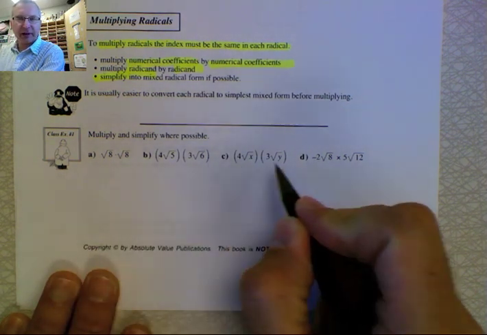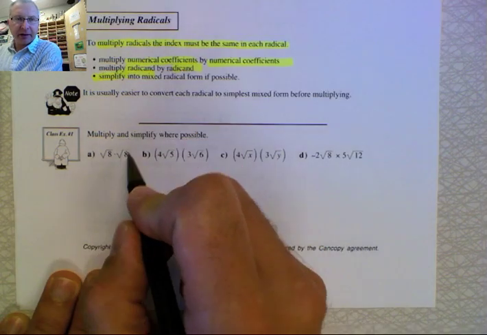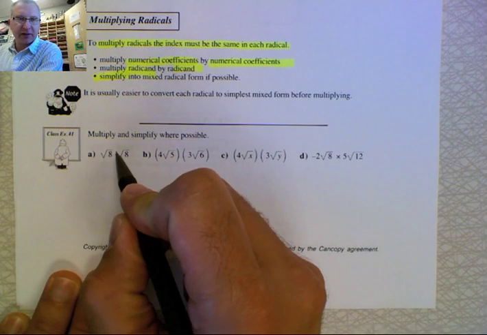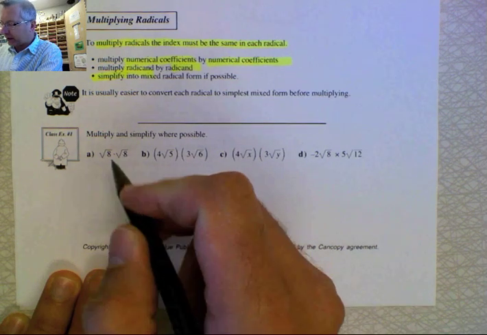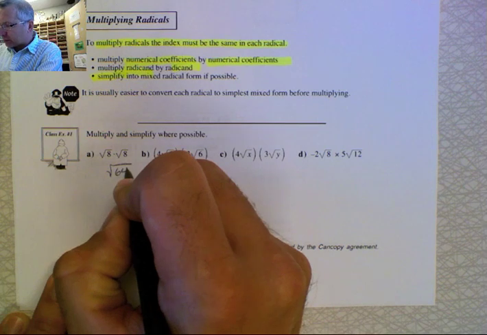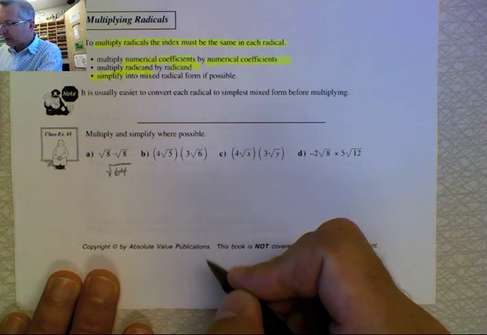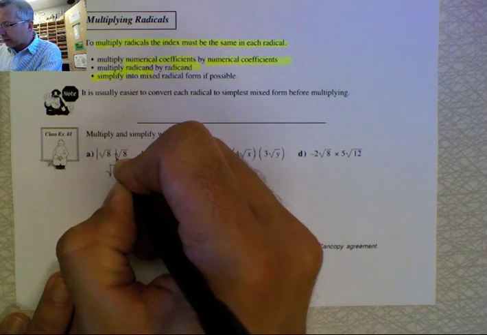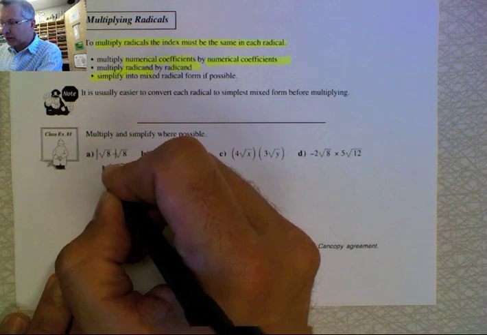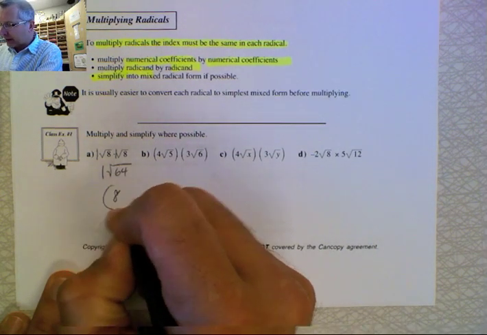So we're going to go through a couple of examples here to illustrate what's going on. Here, you'll notice the indexes are the same. They're both 2. And this is the square root of 8 times the square root of 8. Well, 8 times 8 is 64. So this is the square root of 64. It stays underneath because it was radicand times radicand. The coefficients here, even though they're not written here, are 1. So 1 times 1 is 1, which is still 1. Now the square root of 64 is 8.